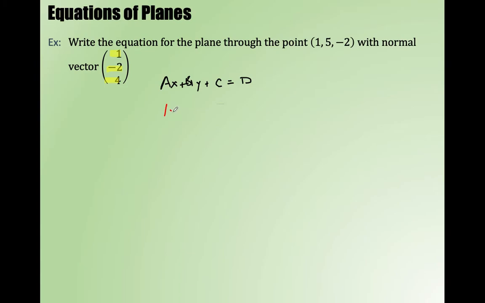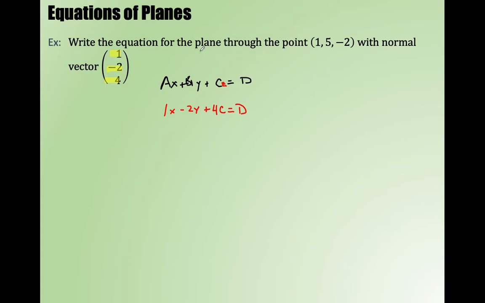1x, which of course I don't have to write the 1, minus 2y plus 4z is equal to d. So all I'm looking for is d. Whoops, I forgot to write my z there. Right, so I've got that far. So what do I do now? Think about the math that we did.